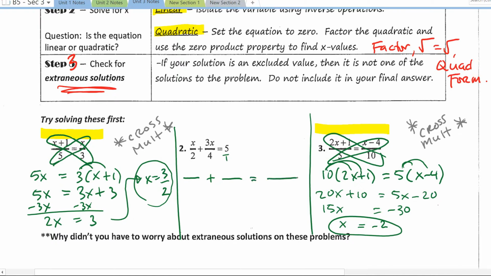Our common denominator will be, let's see what we have. What do we have to work with? A 2 and a 4 and a 1. So we could use 4 as our common denominator. Now, what does each of these fractions need?